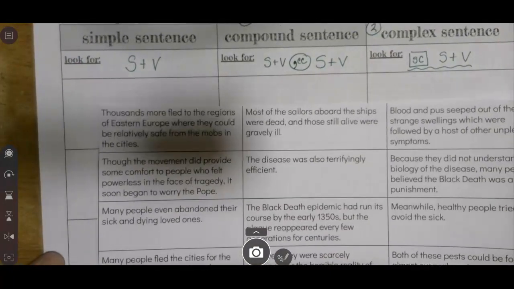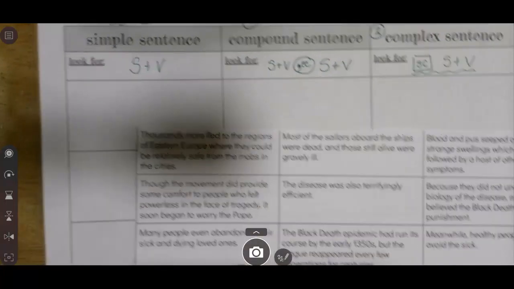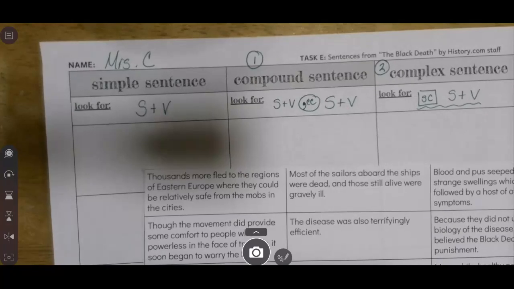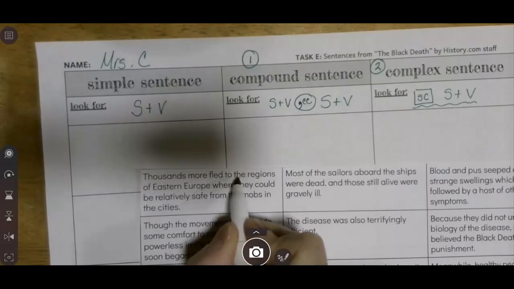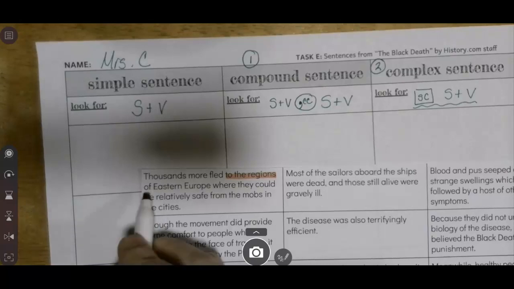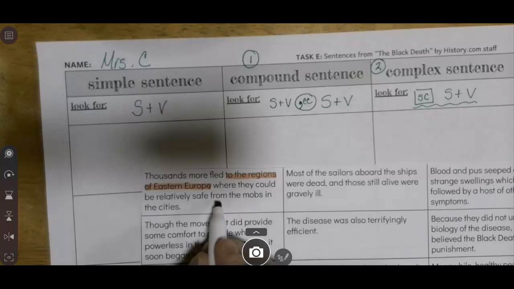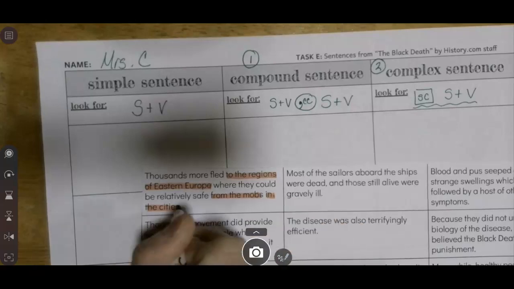So I'm going to pick a sentence right at the beginning. It says, "Thousands more fled to the regions of Eastern Europe where they could be relatively safe from the mobs in the cities." So the first thing I would do is look for prepositional phrases or infinitives. I see 2 here. It doesn't have a verb, so I know it's a prepositional phrase. So I'm going to highlight it. I see of Eastern Europe. I see from the mobs, and in the cities.